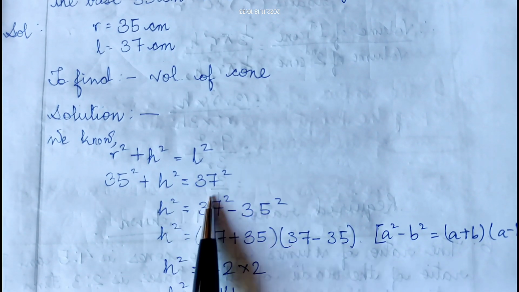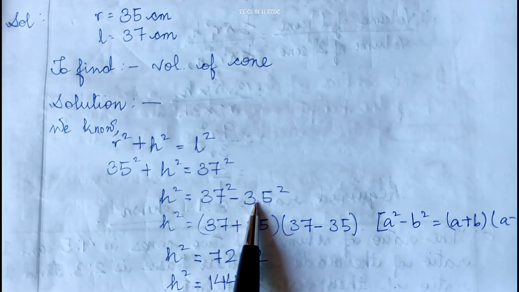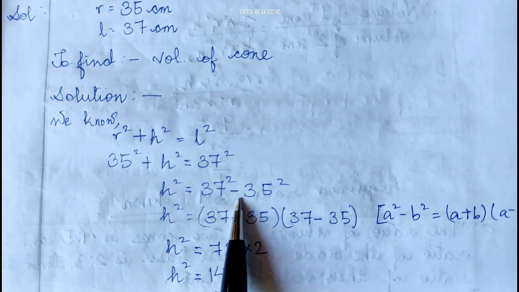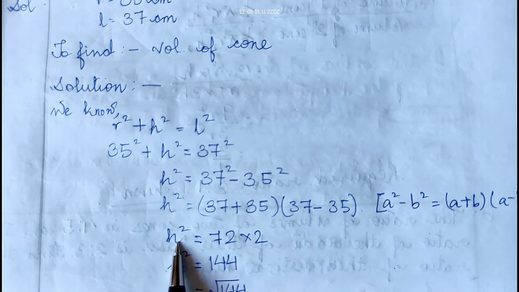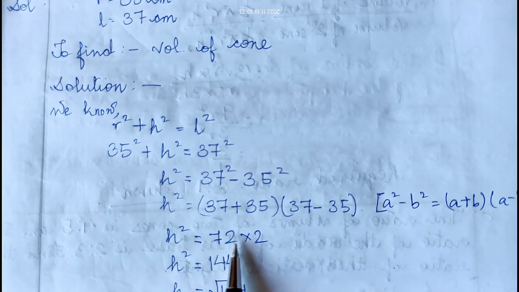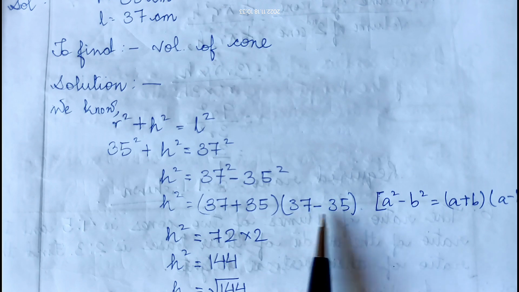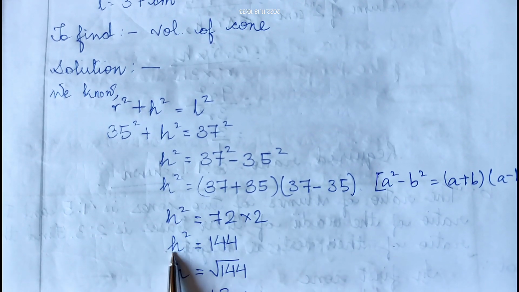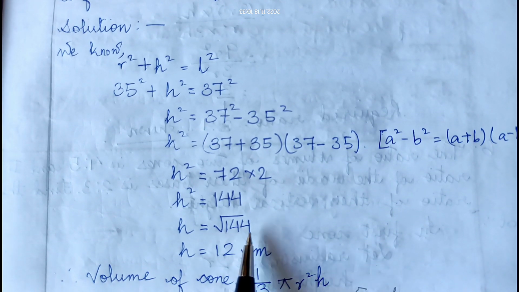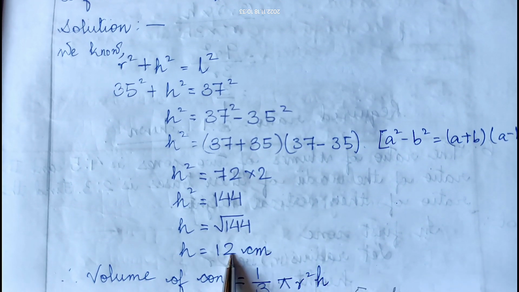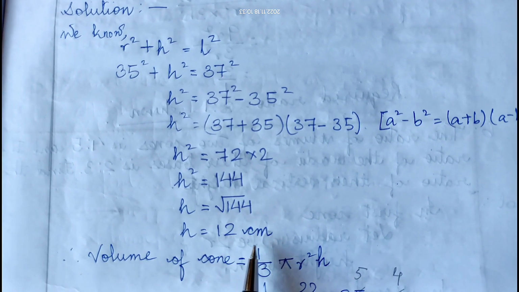So h square will be 37 square minus 35 square. Here we can apply the formula a square minus b square, which will be a plus b into a minus b. So h square is 35 plus 37 will give 72. 37 minus 35 will be 2. So h square is 144. So height will be root over 144, and root over 144 means 12. Therefore height of the cone is 12 centimeter.